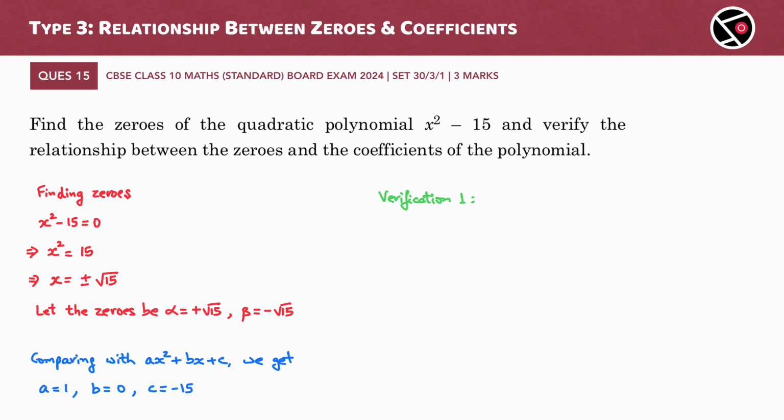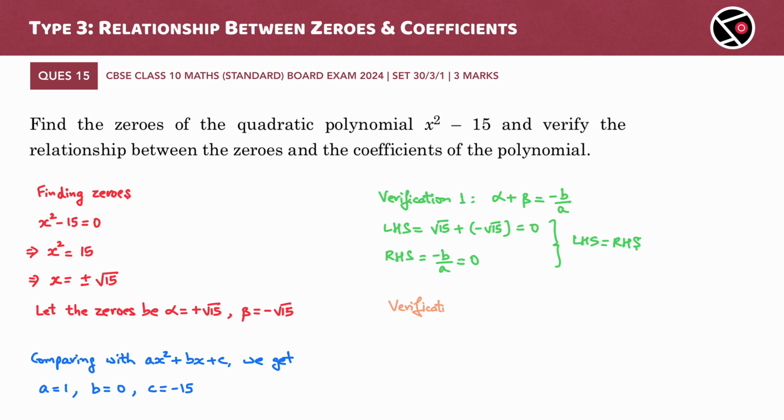we start with alpha plus beta equals minus b over a. The left hand side is alpha plus beta, square root of 15 plus minus square root of 15, which is 0. The right hand side is minus b over a. b equals 0. So, RHS equals 0. The left hand side equals the right hand side.